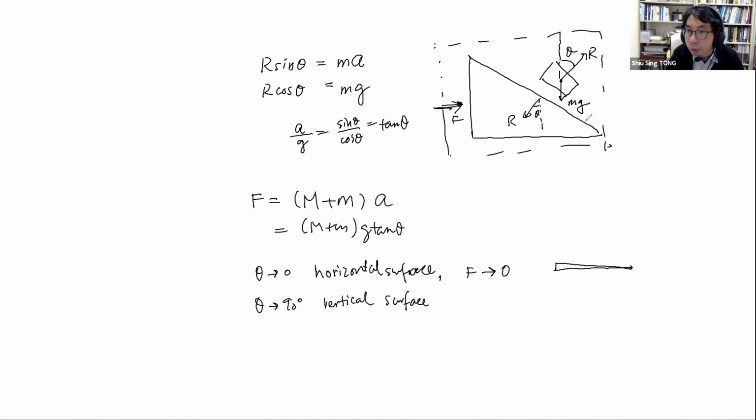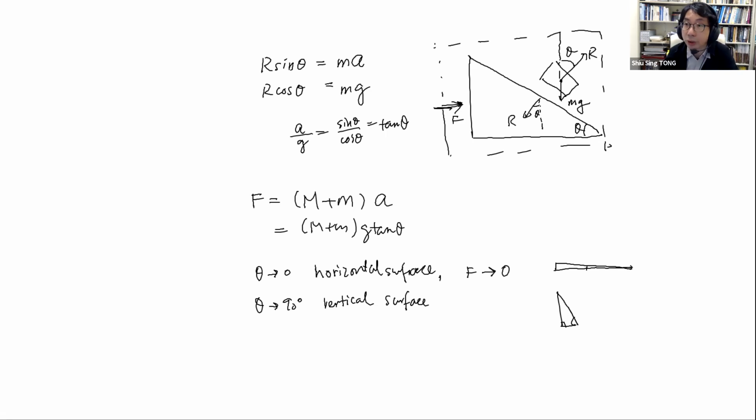It's almost horizontal, okay? The surface is almost horizontal. And now for this case, we have this angle theta very large, almost equal to 90 degrees. So the surface is almost vertical. This surface is almost vertical now.